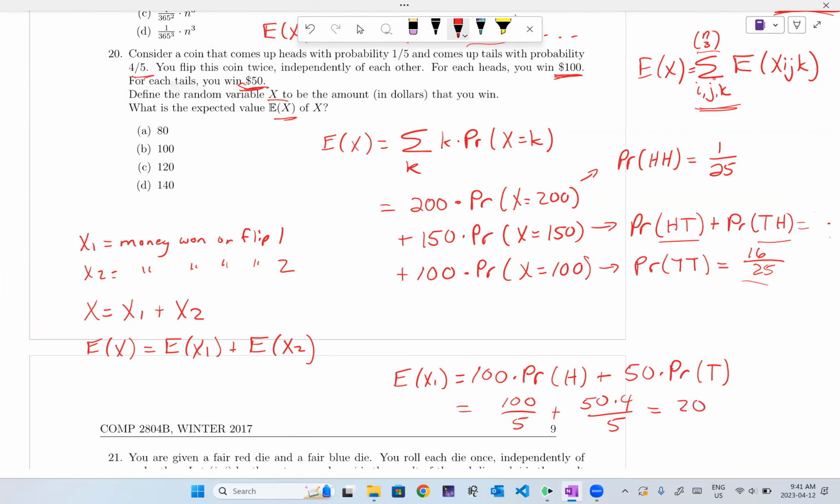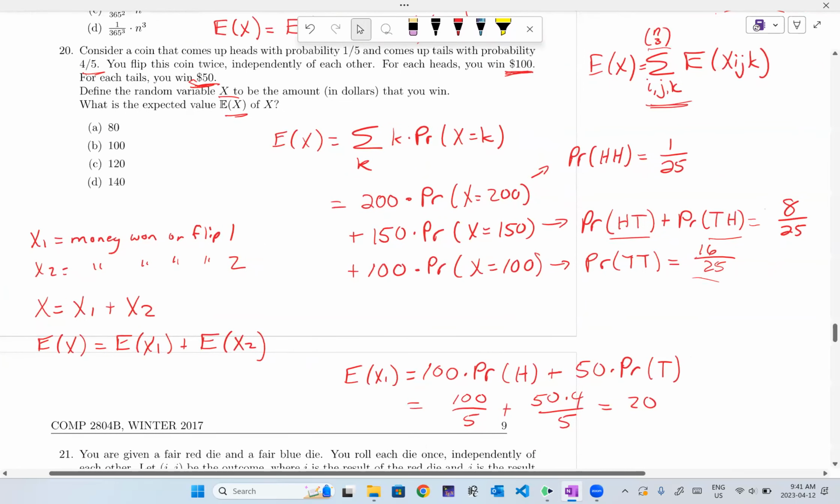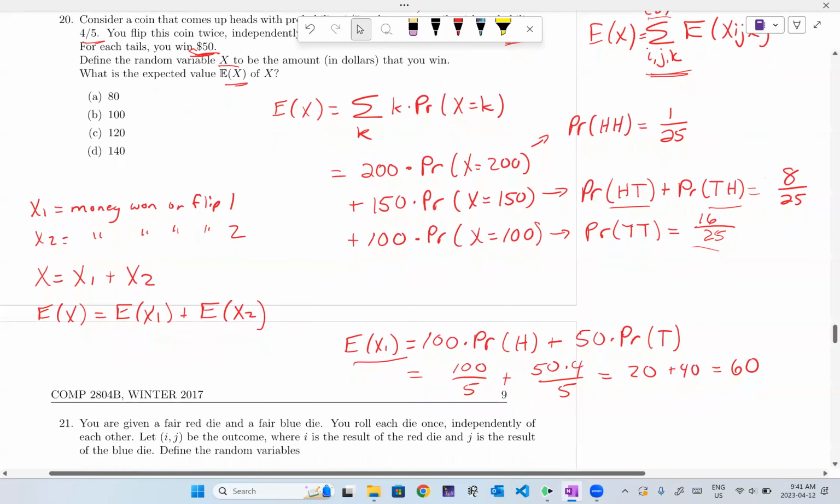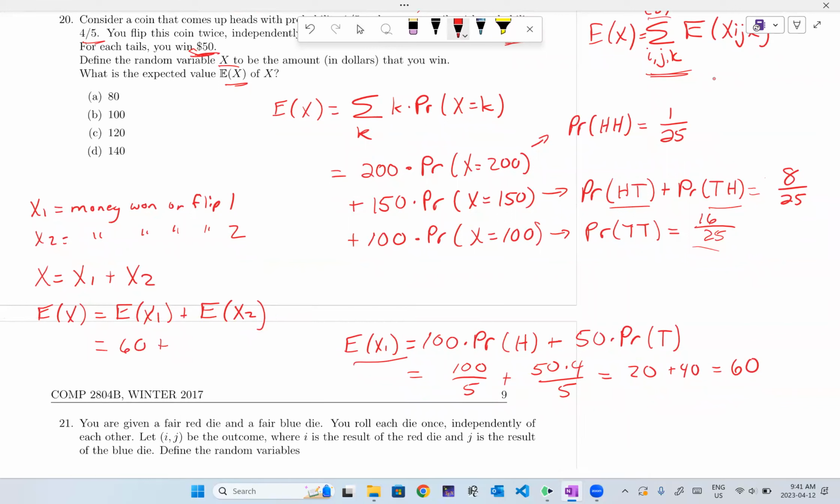equals 20 plus 40 equals 60. So the expected value of any individual coin is $60. I have two of them, so it's 60 plus 60 equals 120. And if you did the math here, you would, I'm sure, get the same answer, unless I made another mistake, but yeah, 120. Yeah, okay.